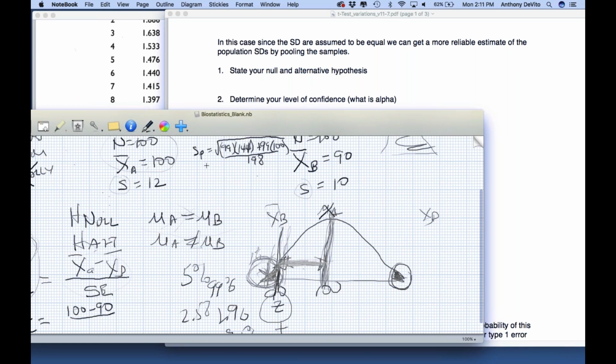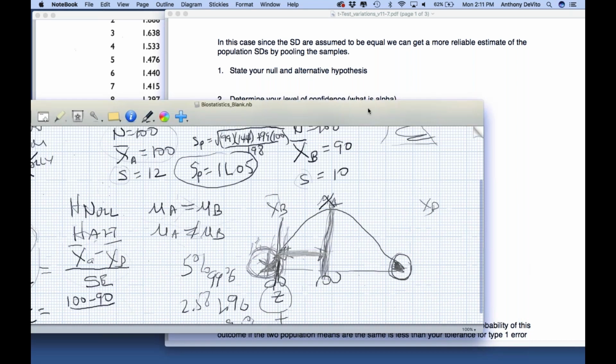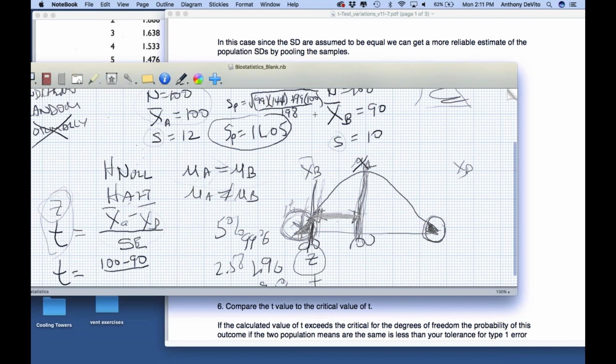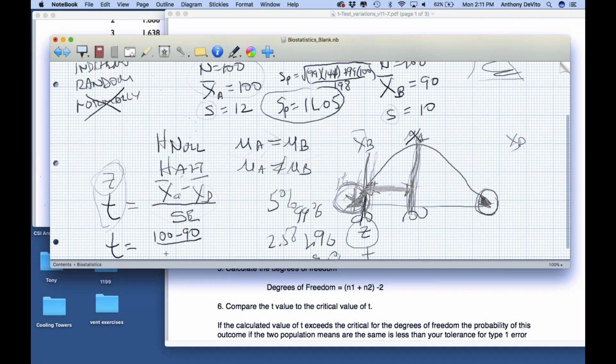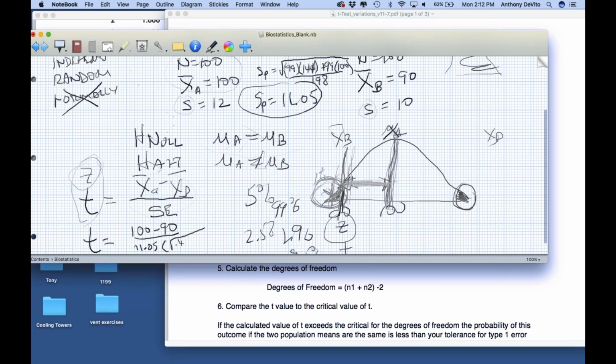Okay, so our pooled standard deviation we just calculated was equal to 11.05, right? So now I have to complete this and fill in this formula over here, which is going to be equal to: t is equal to 100 minus 90 over my pooled standard deviation, 11.05, times the square root of 1 over 100 plus 1 over 100.